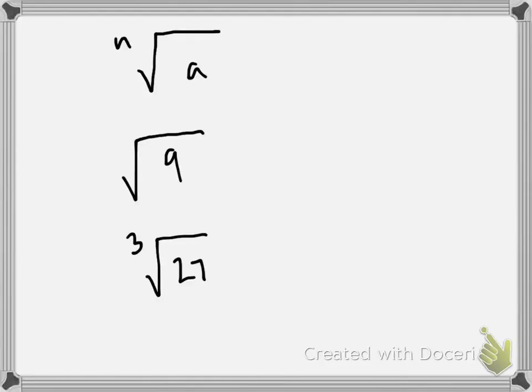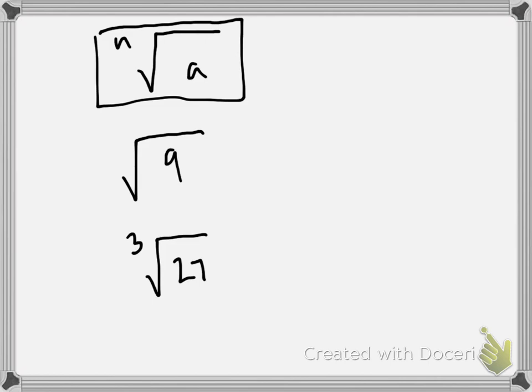All right, so we're going to talk a little bit about Module 3, Lesson 4 today. The first topic that we're going to cover in this is radical expressions. So this is an example of a radical expression up here, a general one. And what they are is they're the inverse operation of an exponential expression.